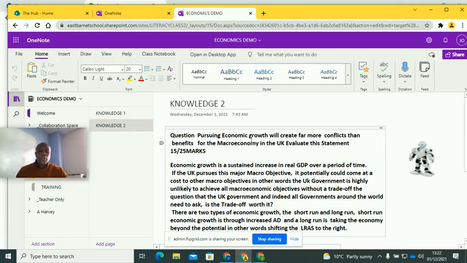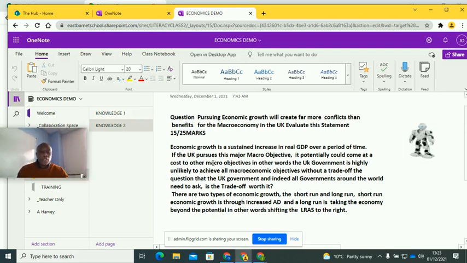So, question: pursuing economic growth will create far more conflicts than benefits for the macroeconomy in the UK. Evaluate this statement. Now, how I've started this: economic growth is a sustained increase in real GDP over time in the UK. Full stop. So I've put the definition there, which is great. Short definition, that's how I started my question.